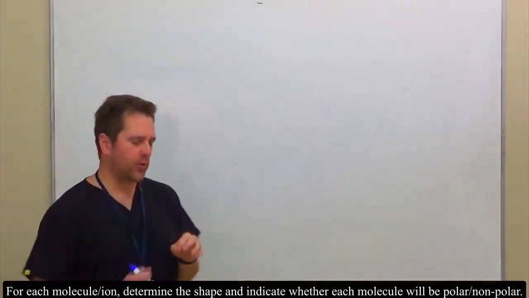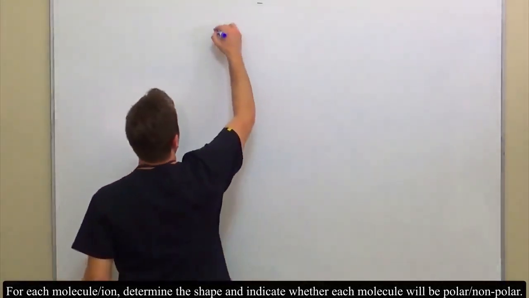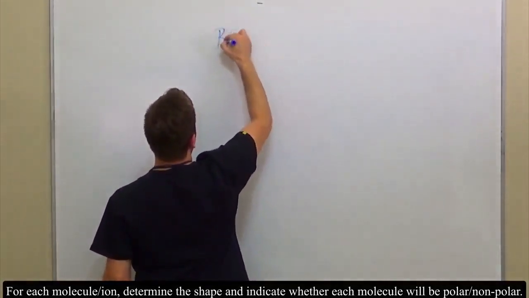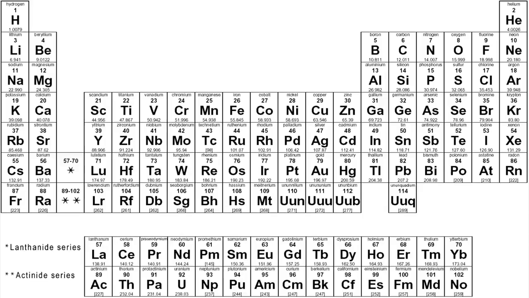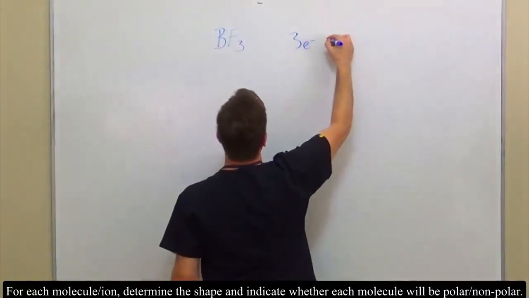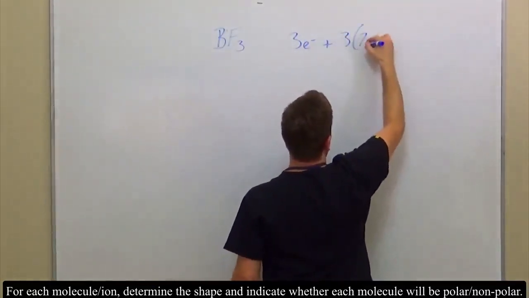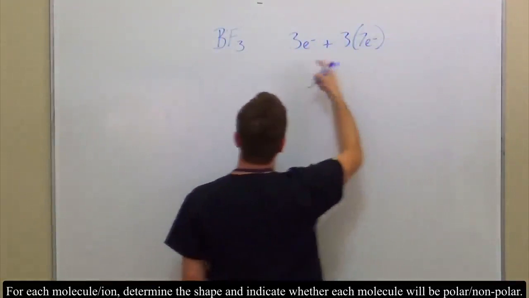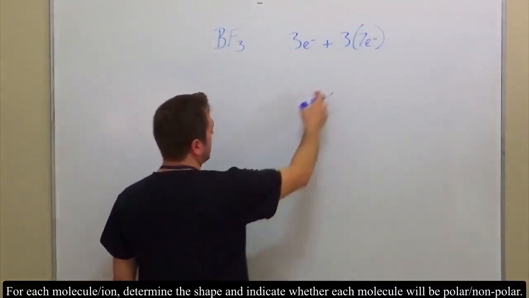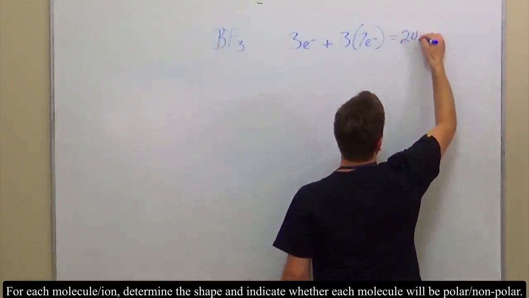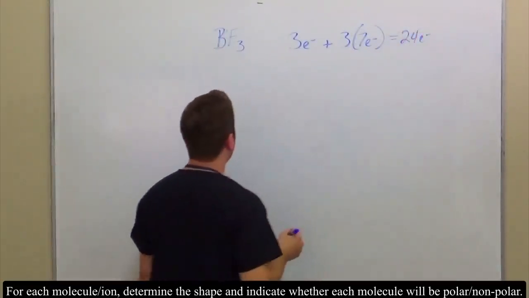Boron trifluoride. Now look at your periodic table. Where is boron? You can see it's a group 3 element. So therefore it's going to have 3 valence electrons plus 3 times the 7 electrons that each fluorine contributes to the molecule. So we got 21 plus 3 is 24. 24 electrons that we'll account for.